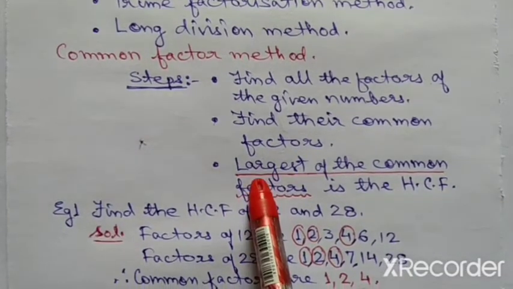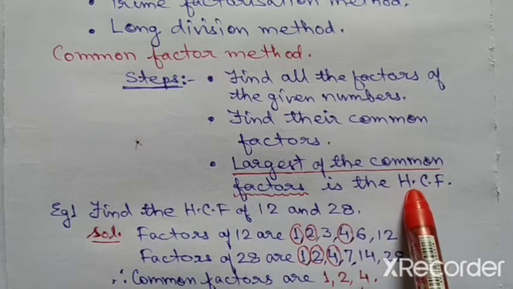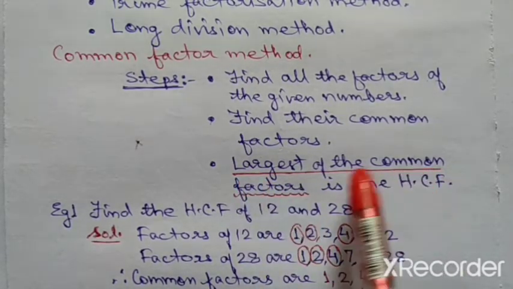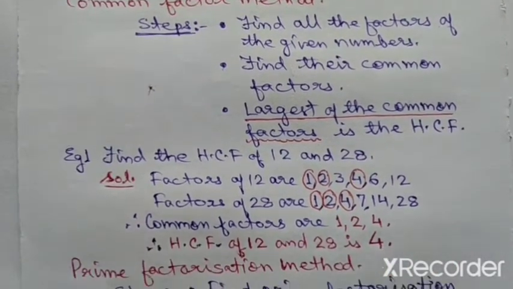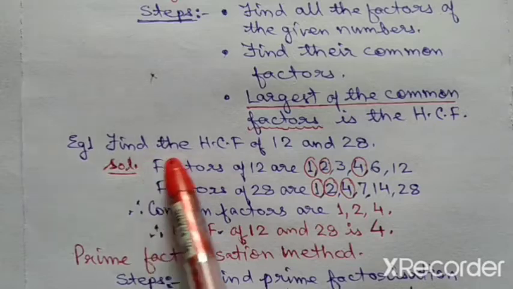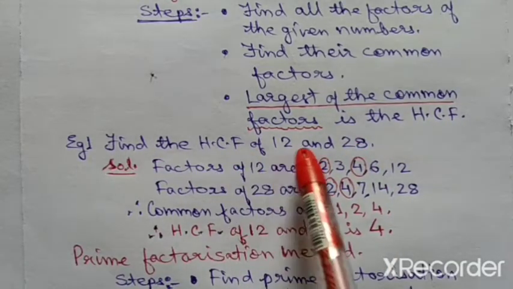Then third, the largest of the common factors is the required HCF. Let us try to understand with the help of an example. Find the HCF of 12 and 28.